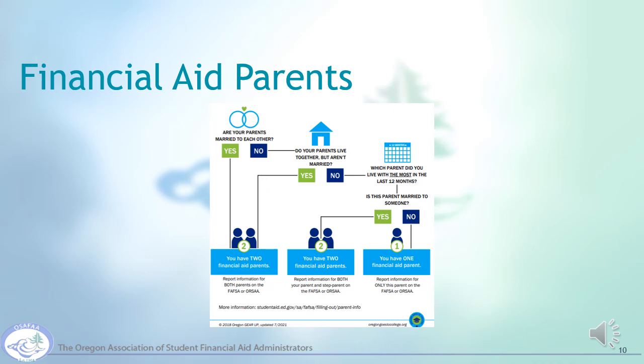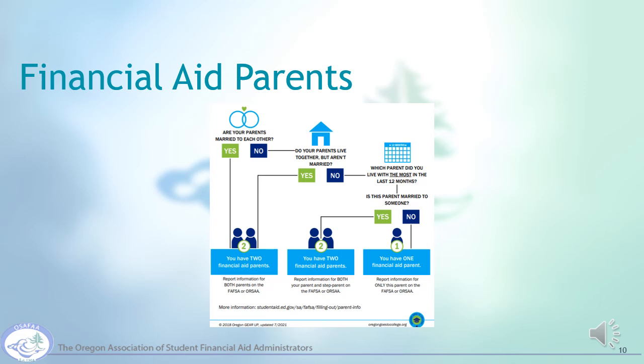Are the student's parents unmarried but living together? If yes, they will report both parents' information on the application. If the student's parents are not married to each other and don't live together, which parent did the student live with the most in the last 12 months? Usually a student lives more with one parent than another. Note that this question doesn't ask which parent has custody of the student, but rather which parent the student physically lived with the most in the last 12 months. This parent is the financial aid parent for the FAFSA and the ORSAA.